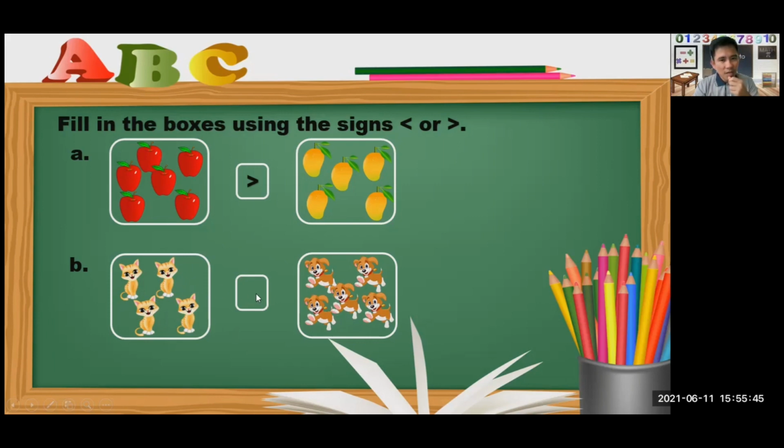So what sign, or what symbol, are we going to write in here? The symbol that we will write here is smaller than, or let's say fewer than, or let's say less than, okay? So 4 is less than 5.